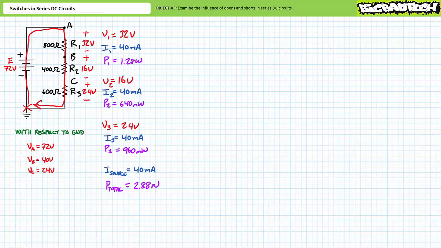Continuing to travel from B to C, we encounter a 16-volt drop. Point C must therefore be a 72-volt rise, less a 32-volt drop, less another 16-volt drop, or 24 volts higher than ground. Let's use these electrical properties as a basis of comparison for our discussion of opens and shorts in series circuits.